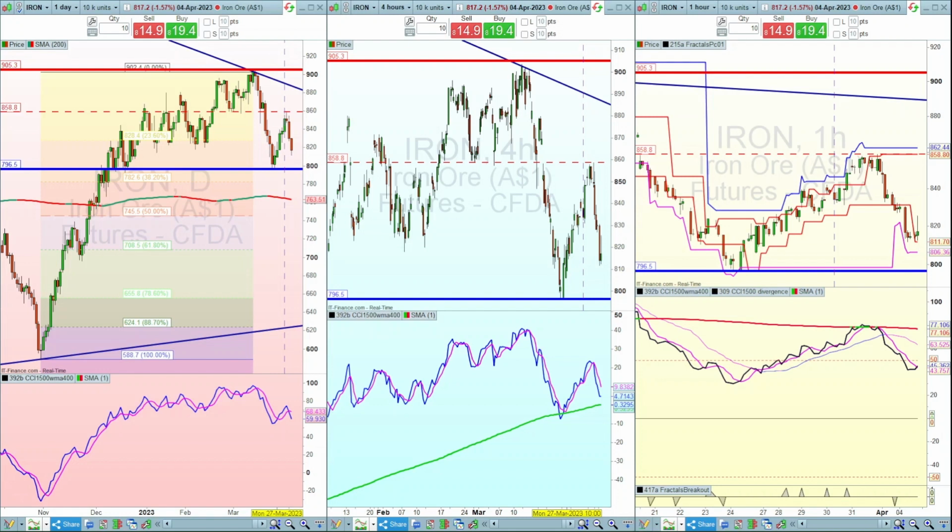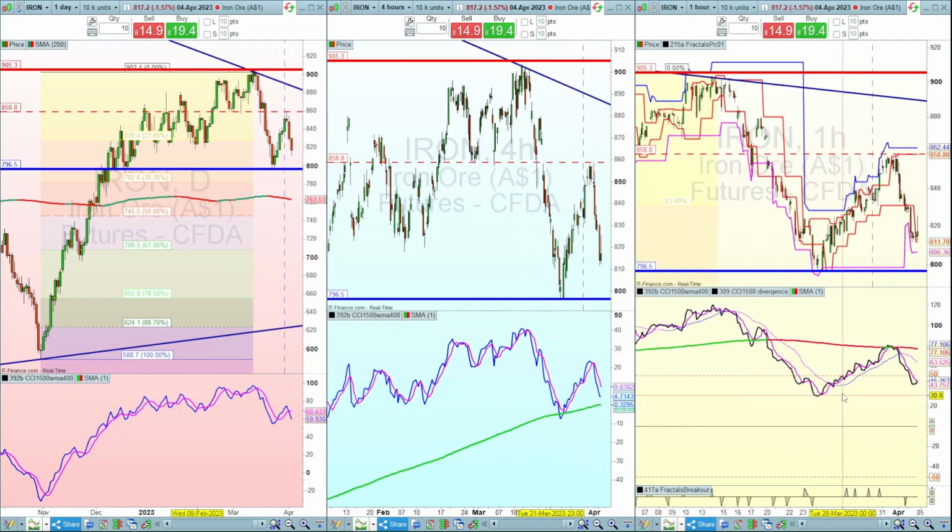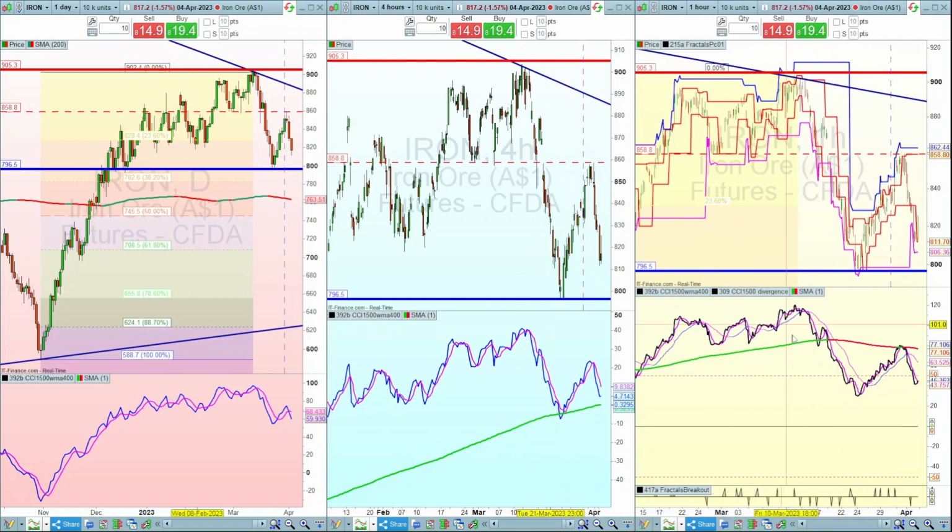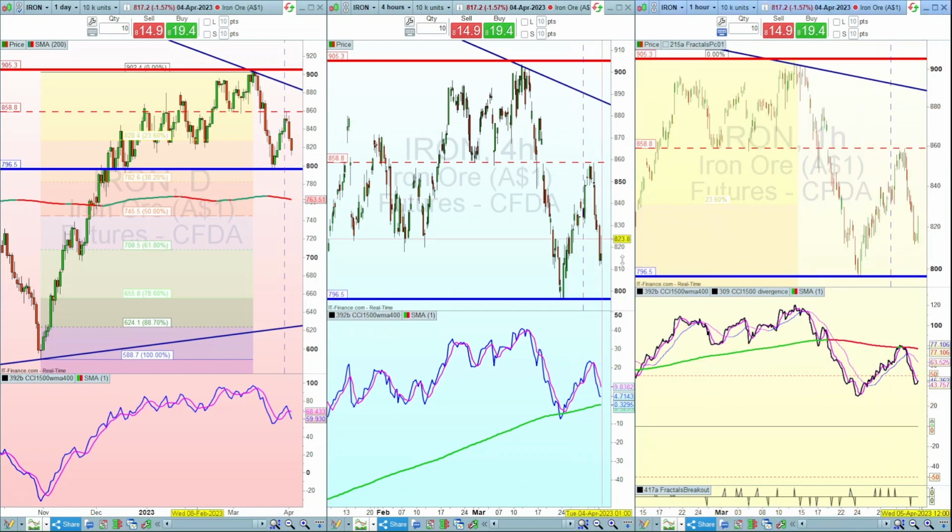This is the iron ore price update. Haven't done an update on this for a while, but you can see here iron ore on a daily is in a downswing. It's touching on the moving average of the CCI 1500 as well, and that's still in an upswing, a bullish momentum, although it's weakening. But on the daily you can see there it's still in a downtrend as well. Let me just hide that for the moment.